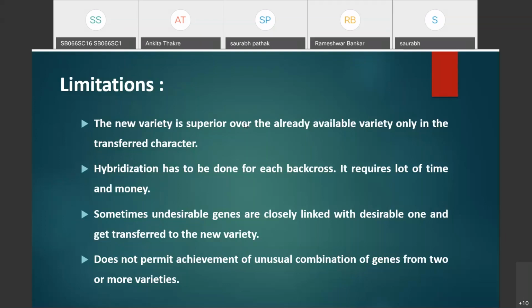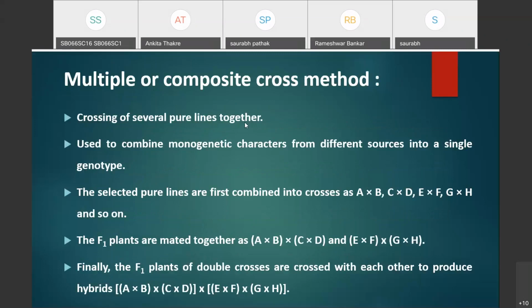A short note may be asked in the examination on the backcross method. Then another method which is used in self-pollinated crops is the multiple or composite cross method.